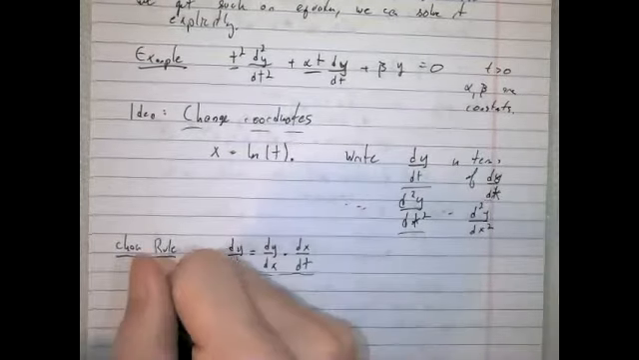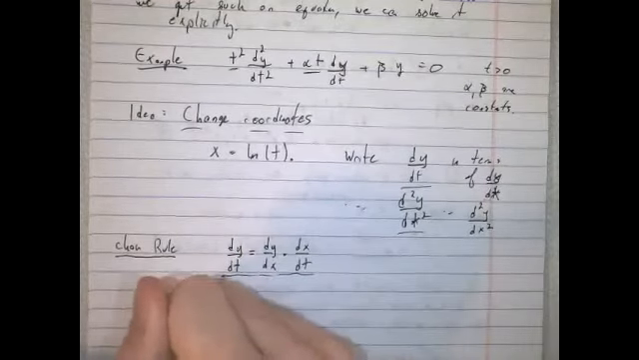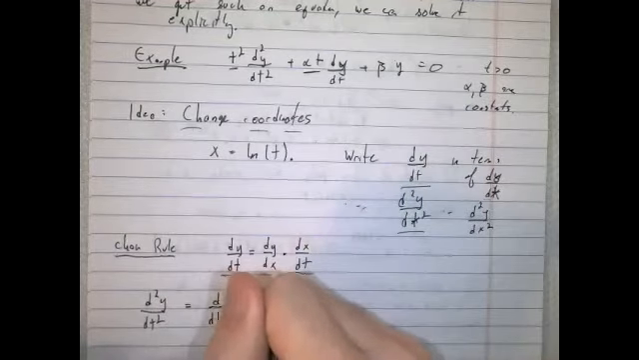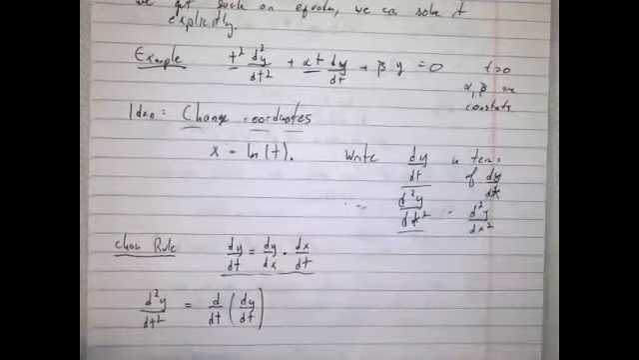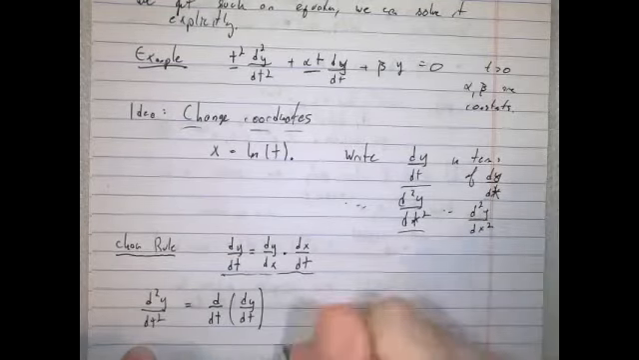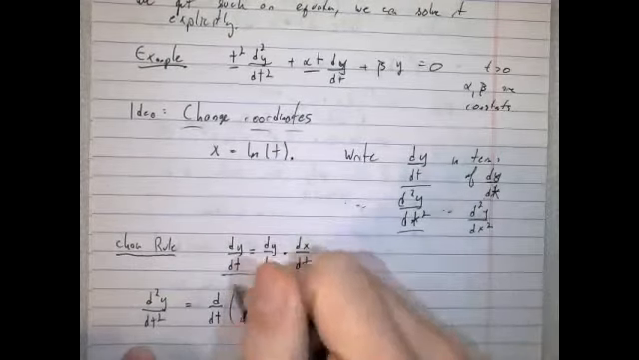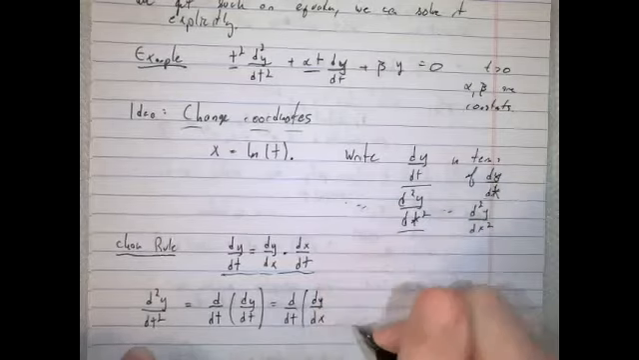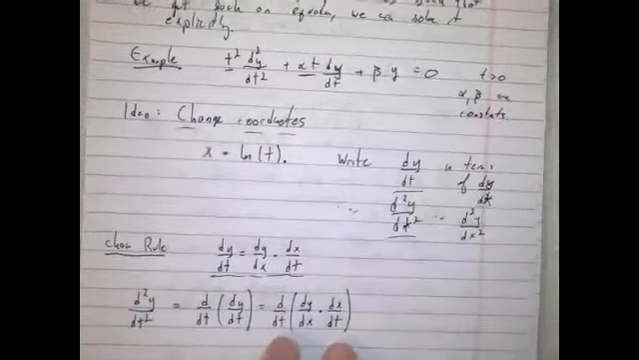The next thing that I want to write is d squared of y over dt squared. Well, this is the same thing as d over dt of dy over dt, right? You agree? Yeah. But this is equal to d over dt of this expression that I have up here for dy dt: dy dx times dx dt. What's my next step?